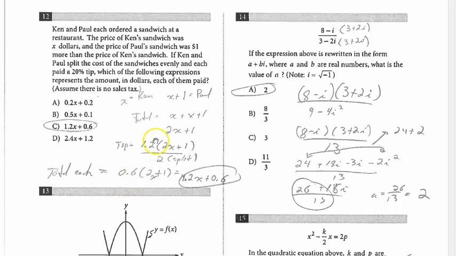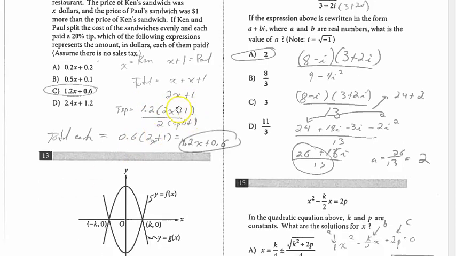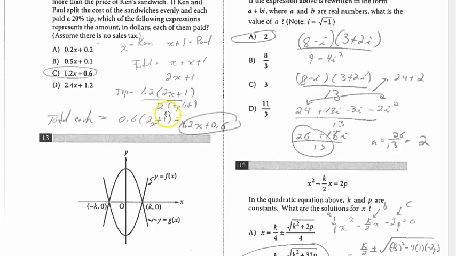So that's where I got my 1.2, multiplying by the equation that's representative of our total bill. And I'm splitting it, so I'm dividing by 2. Multiplying out here, we arrive at our final equation. Again, being comfortable working with decimals is definitely a skill I would brush up on when preparing for the SAT.